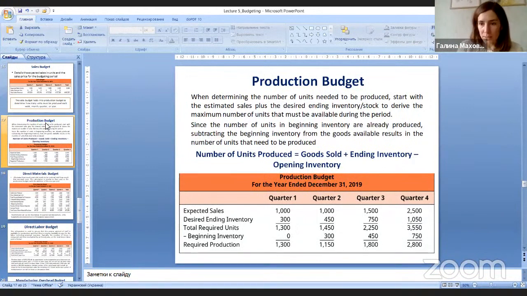1,000 plus 450 minus 300. So we should produce in Q2 1,150 units of product, but we want to sell 1,000. In a similar way, we calculate the quantity of production for Q3 and Q4. So we should take into account the inventory of products.